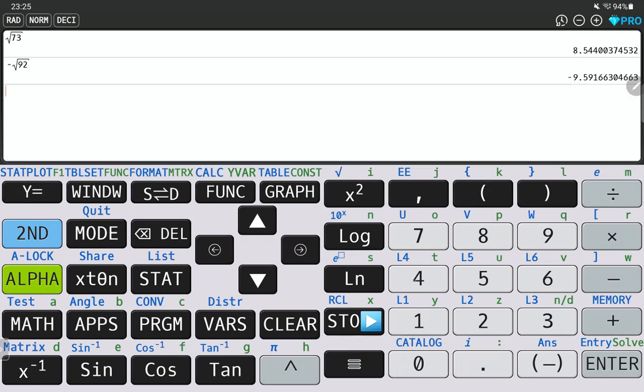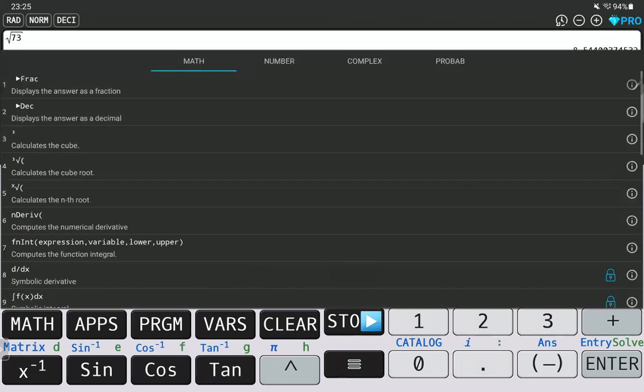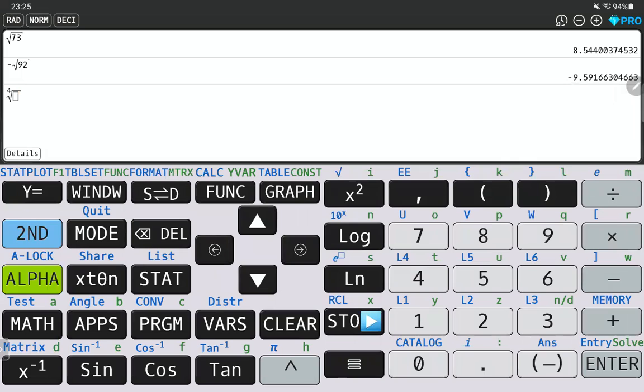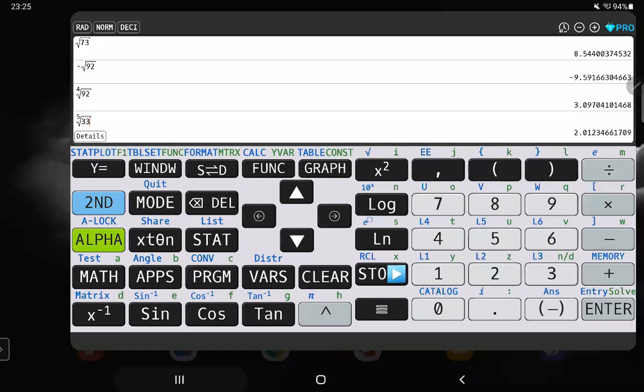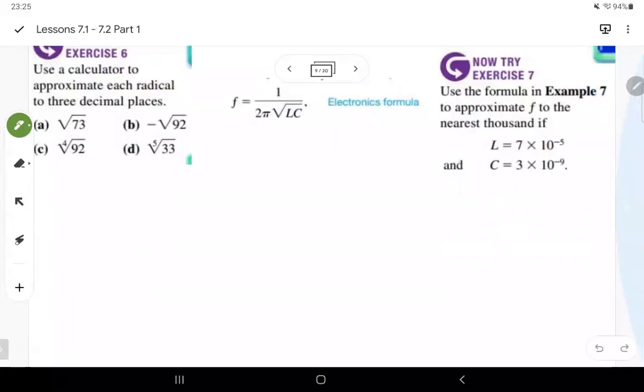We then want to do the fourth root of 92 again. So that's 3.97. And then the fifth root of 33, which is 2.012. Okay, so those are all there. You can just go ahead and come straight here and you can say used calculator.